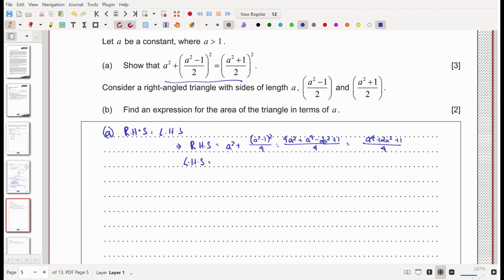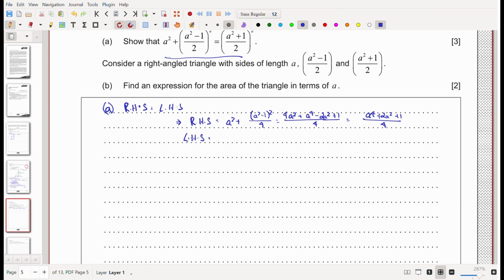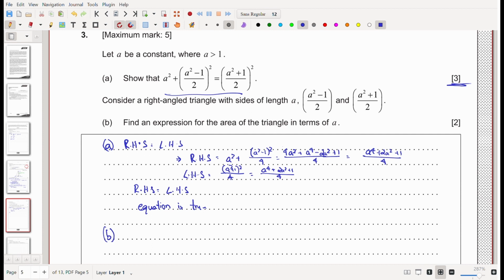Is equal to (a squared plus 1) whole squared by 4, which is a power 4 plus 2a squared plus 1 by 4. And since the right hand side is equal to the left hand side, the equation is true. So it's a very simple question, guys. Just make sure to show your steps and try not to skimp here because it's a whole 3 marks and you don't want to lose anything for not showing your working.